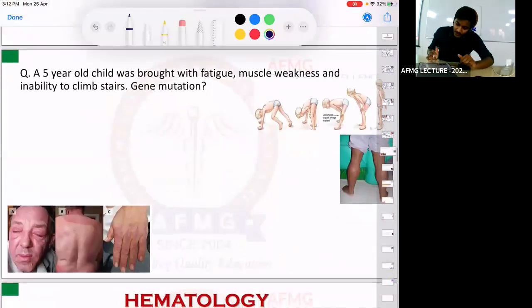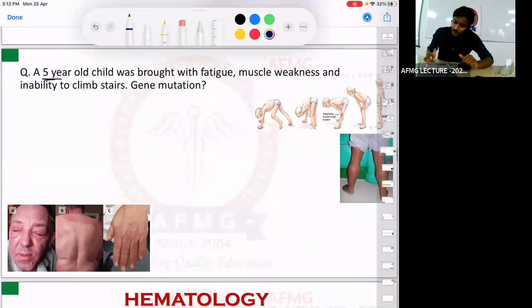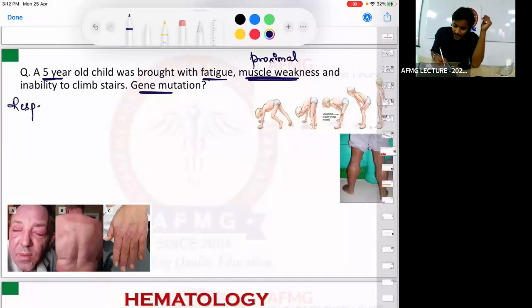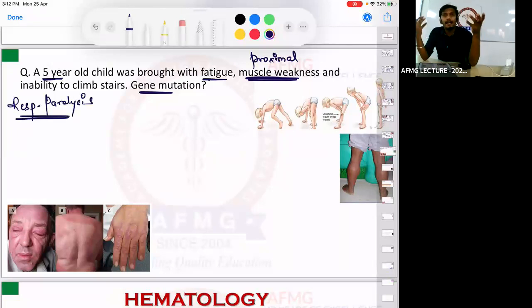Next, last question. A 5-year-old child was brought with fatigue, muscle weakness, and inability to climb the stairs. Gene mutation seen as? So a 5-year-old child with proximal muscle weakness usually. This was a recent question also. The patient will have respiratory muscle paralysis causing dyspnea, and the child will die. On examination, the child from sitting to standing position will use his hand. This is known as which sign?